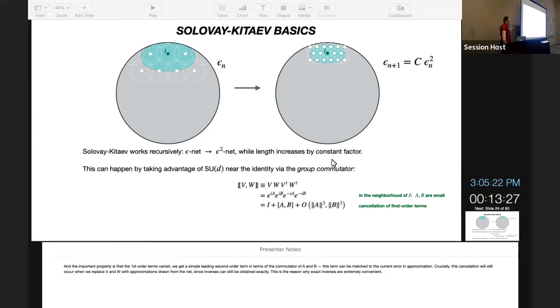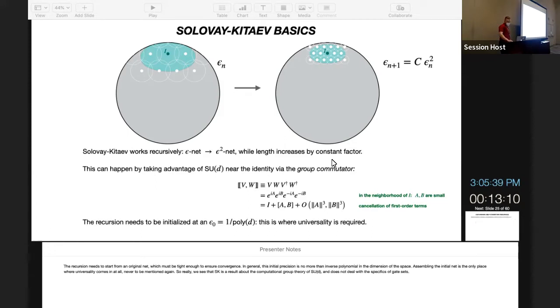Now, it's not important to know how this attaches to an algorithm. I just want to show you this because this is where the power of the inverse appears. Even though the V and W are elements drawn from the epsilon net, I can still take exact inverses and this cancellation happens. It's exactly the power of engineering these cancellations that we have to look for.